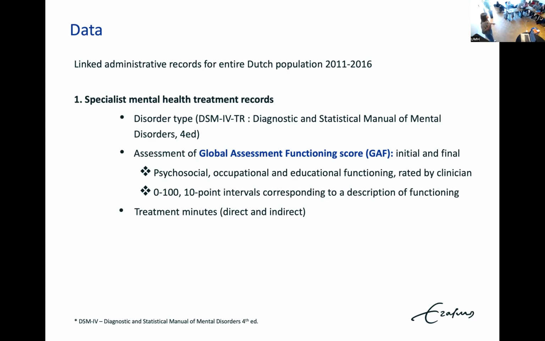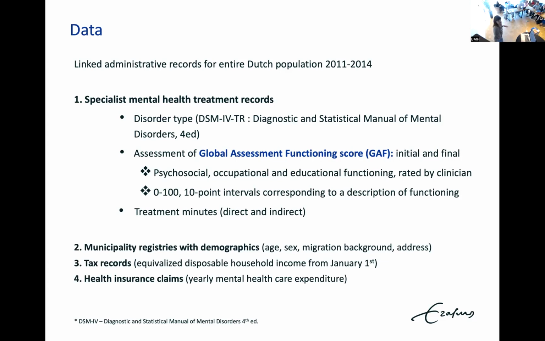And is this one score or are these 3 scores in each of these domains? No, one score only. I'll show you a bit how they come together. And then from the records, we also get the treatment minutes, direct and indirect. So they code and register not only the time that they spend with the patient, individually or in group, but also the time that is spent preparing the consultation, traveling, if that's the case, all indirect activities.